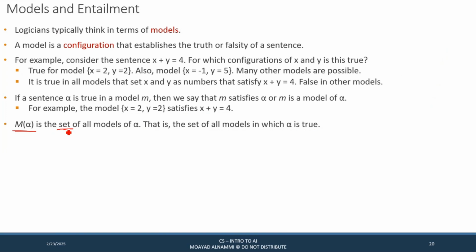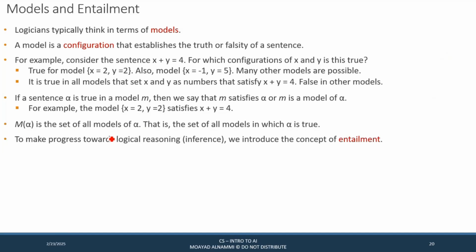M of alpha is the set, right? It is the set of all possible configurations of the variables involved in alpha that make it true. It is the set of all models. And why are we talking about these concepts of M of alpha? Well, for one simple reason: to make progress towards logical reasoning, meaning the engine that we use to make and infer new facts. We introduced this concept called entailment.